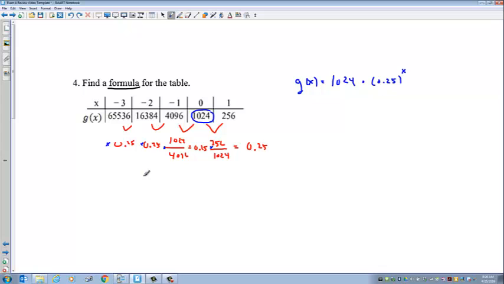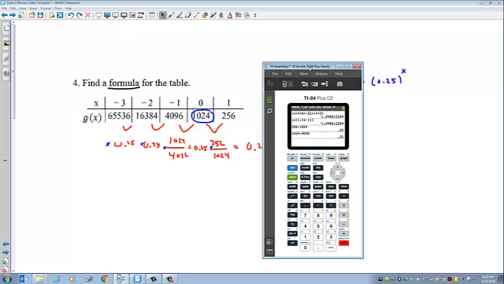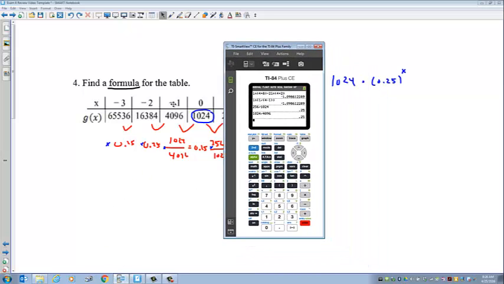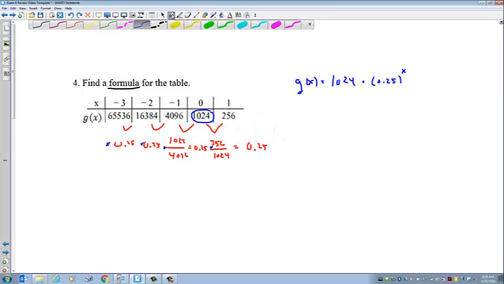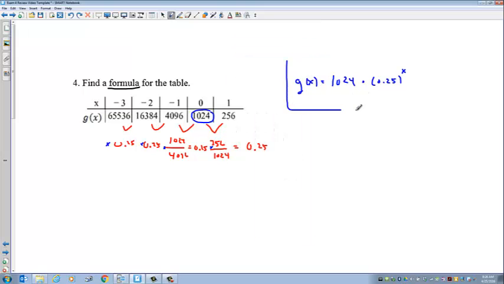And you can see that it models this. You can even check it with your calculator. So suppose you plug in -2, you should get out 16,384. So let's check it. 1024 times 0.25 raised to the -2. And we do get out 16,384. So it checks, and so I know it's right. So this is my formula.